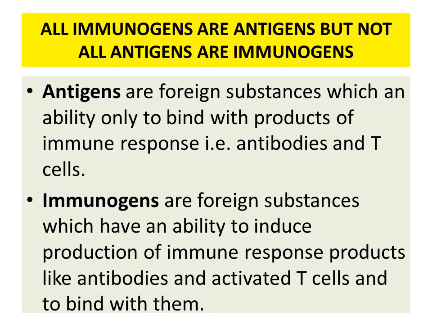So there is a difference between antigen and immunogen. Antigens are the foreign substances which bind with the products of immune responses, that is antibodies or T cells, whereas immunogens are the foreign substances which have the ability to induce the production of immune response products like antibodies and activated T cells. So all the antigens are not immunogens, but all the immunogens are antigens.